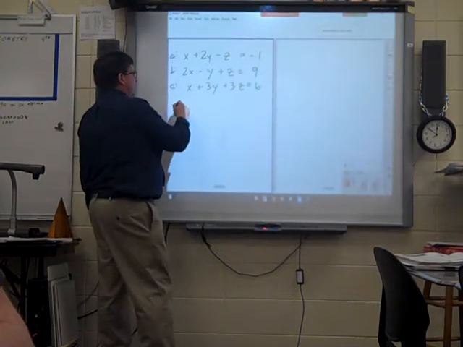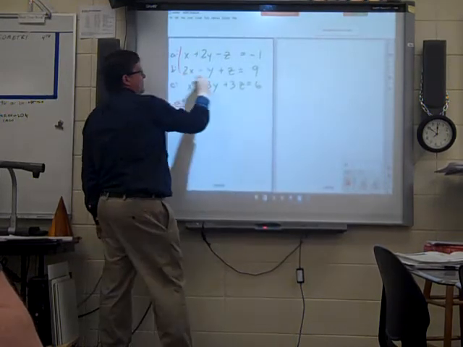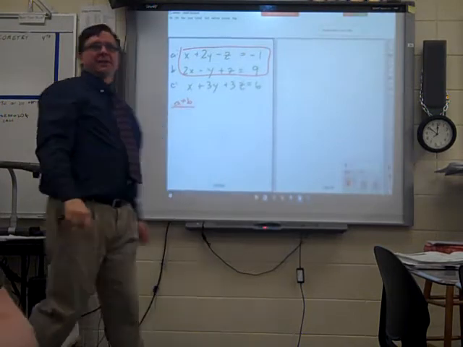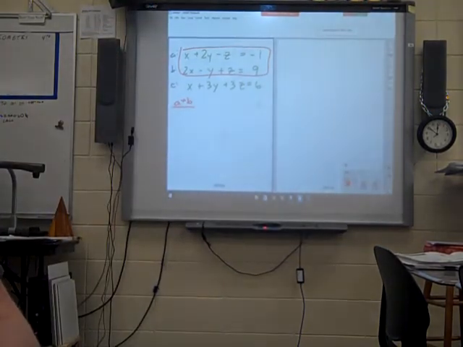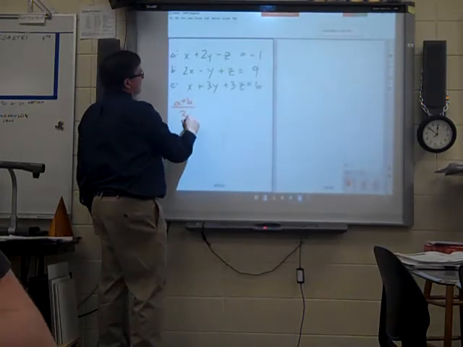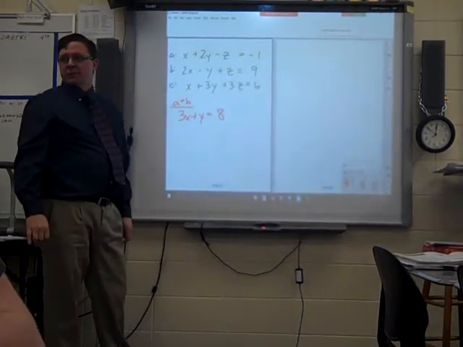So the first thing I'm going to do is I'm going to say A plus B for equations. And I'm going to add these two equations right here. And again, this is high-level math. At this point in the game, I'm hoping we can do this without rewriting them. So I see it as 3x plus y equals 8. That's one of my two equations.